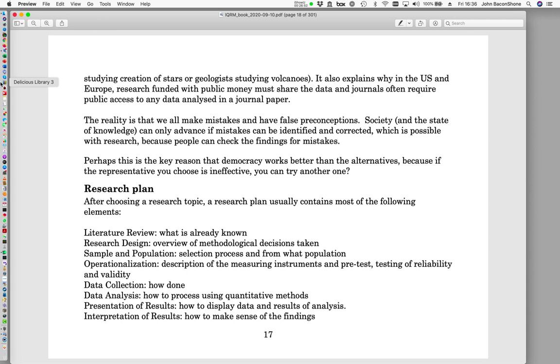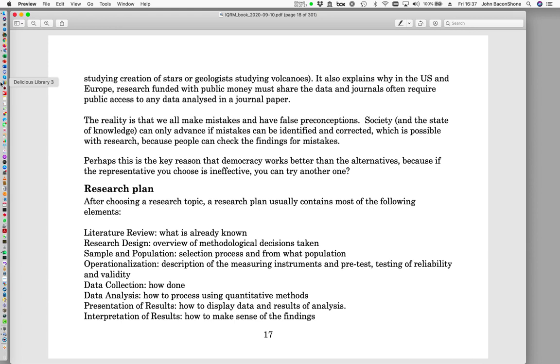The next issue is the research design, which is essentially an overview of the methodological decisions taken. So we are going to talk about some of the methodological decisions. We are going to say something about research design. We're primarily going to talk about quantitative research designs, although I have a chapter in the book which also covers qualitative research, even though I'm assuming that most of you in this group will not be doing any qualitative research.